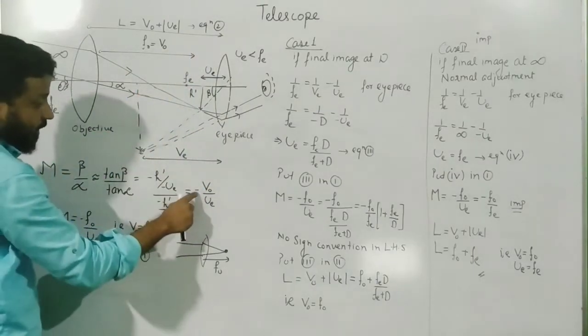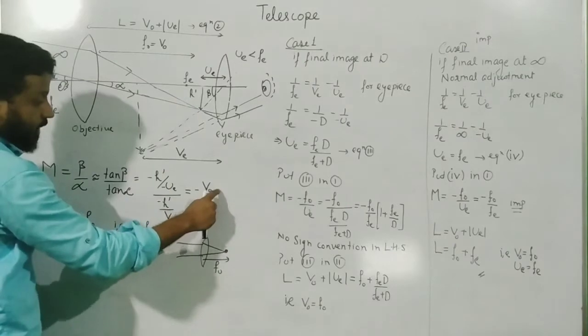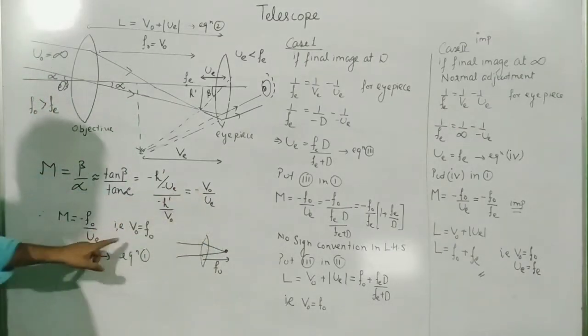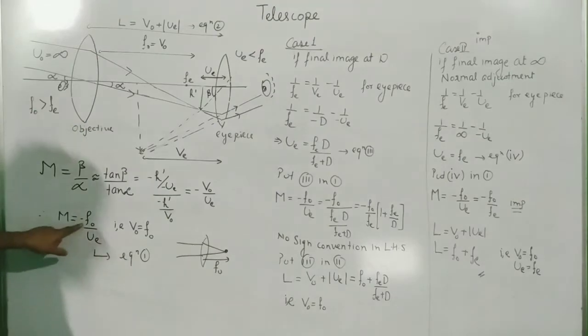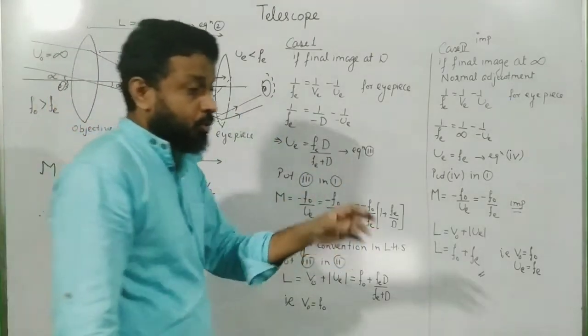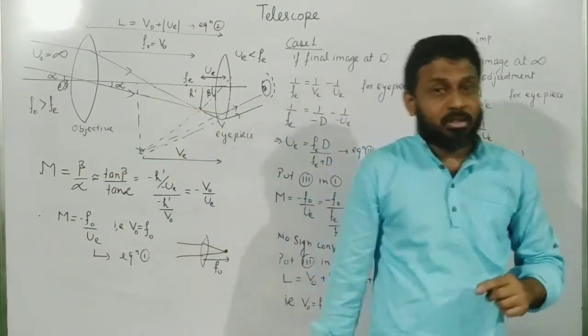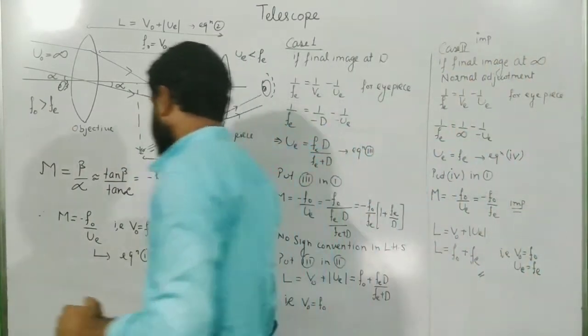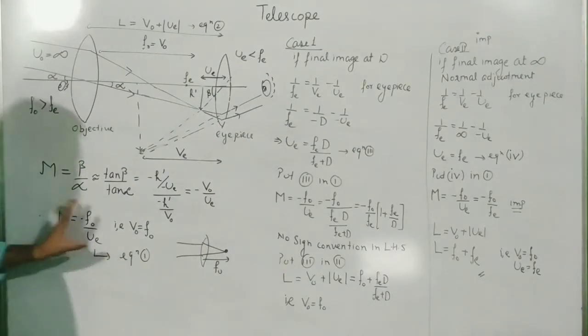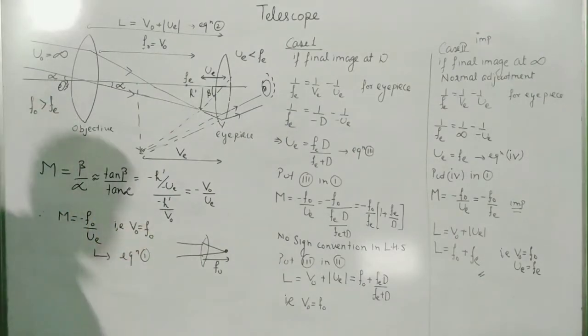If you simplify this, h dash will get cancelled out, and you will get V0 by UE. And V0 I can write as F0 always for a telescope. Remember, in a telescope one data is always known to you: the position of the first image, V0, is always equal to F0. So you get F0 by UE. This is equation 1, and this is my general formula.